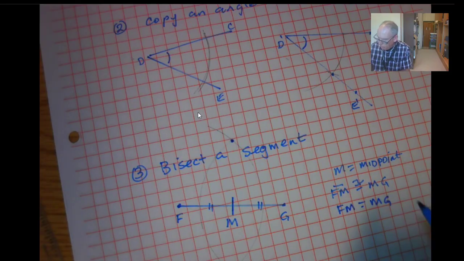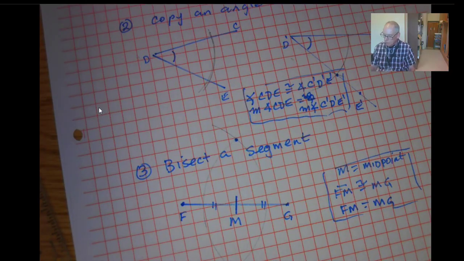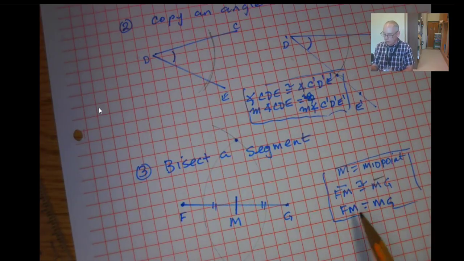So we could say that M is the midpoint, segment FM is congruent to segment MG, and the distance from F to M is equal to the distance from M to G. We've made congruent segments because M is the bisector.